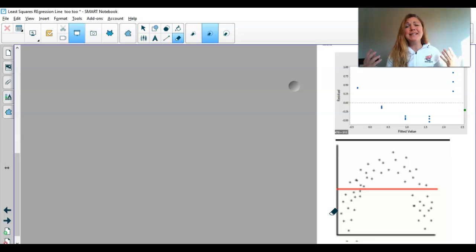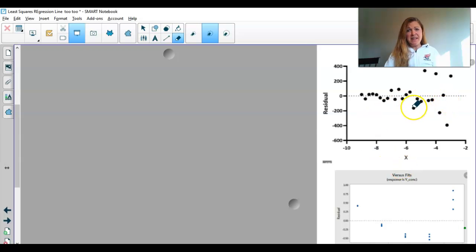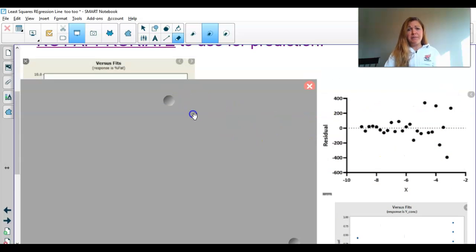Well, what does it look like to not have a pattern? You just don't want to see a shape. You don't want to see U's, and you don't want to see fans. Let's look at a good one.